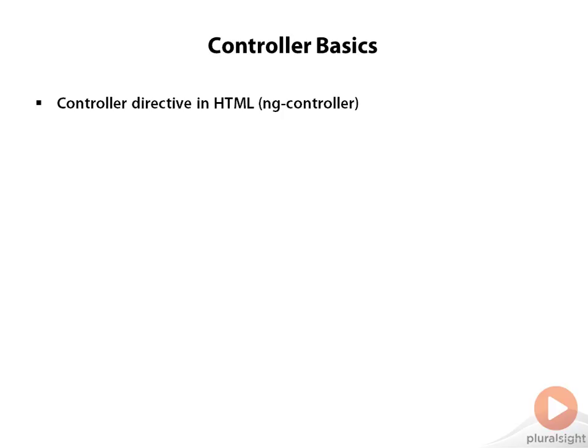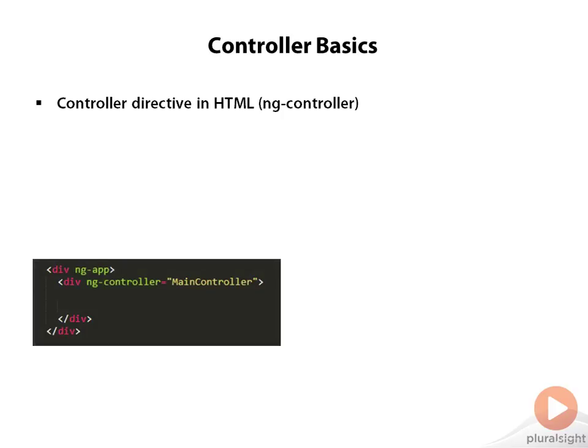ng-controller is an attribute that we place into our HTML. So just like ng-app is a directive, ng-controller is another directive. And when we use ng-controller, we can specify the name of a controller that we want to take control of some area of the HTML. So in this code snippet, ng-app will initialize Angular, and Angular will take control of that div and everything inside of it. Inside of that div is a child div where we can put something called the main controller in charge. So ng-controller can only be used where we have an ng-app in place, and we have to tell Angular the name of the controller that will be in charge.